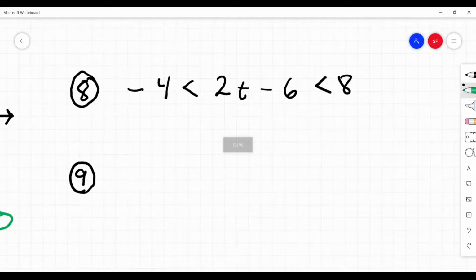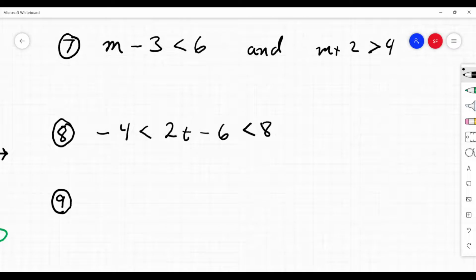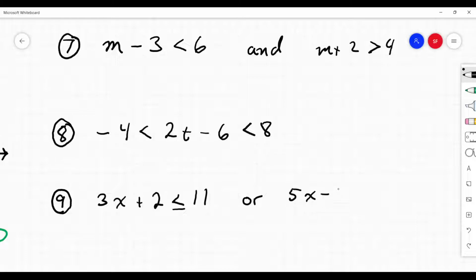Except I'm going to write number 9 real quick. Number 9 is 3x plus 2 is less than or equal to 11 or 5x. Oh, I also don't know what number 7 is. Yes, you do.